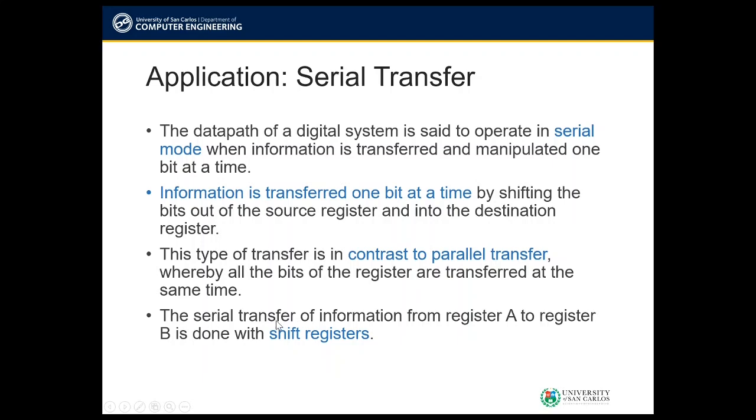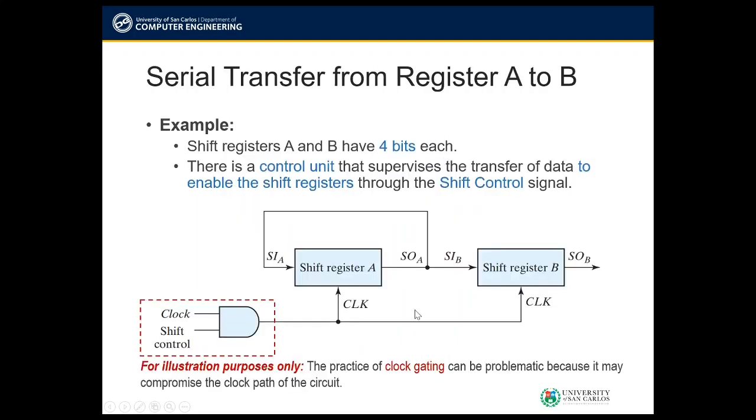The serial transfer of information from register A to register B is done with shift registers. This is an example of a serial transfer from register A to register B. Let's say shift registers A and B have 4 bits each. There is a control unit, or a controller, that supervises the transfer of data to enable the shift registers through the shift control signal. This input here, shift control, determines when to shift the registers.